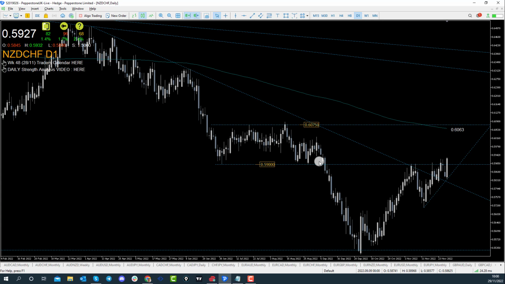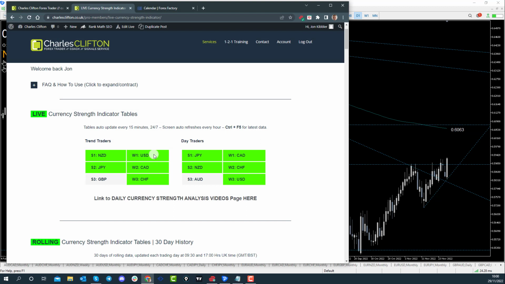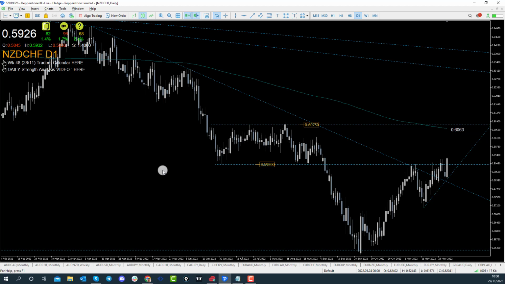So if we were to move on to Kiwi US dollar then, if I just come back to the trend traders tab, you can see that on the day traders, CAD yen topped it, as well as Kiwi US dollar. Also Kiwi Swiss featuring here as well, exactly why we're seeing that move there at the moment. But you can see here Kiwi dollar was on it. So I just want to show you Kiwi dollar this morning.